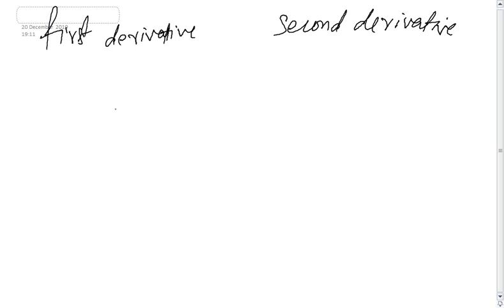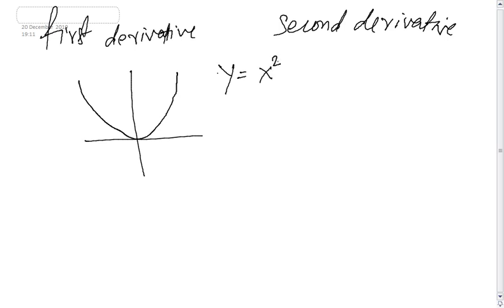First was the straight line. Now we will take something else. Let's take a parabola. We know the equation of a parabola is y equals ax square, but we are taking y equals x square. A is 1 here, right?